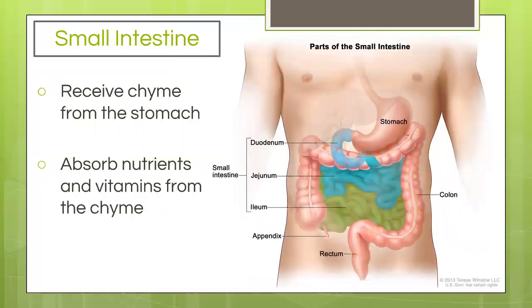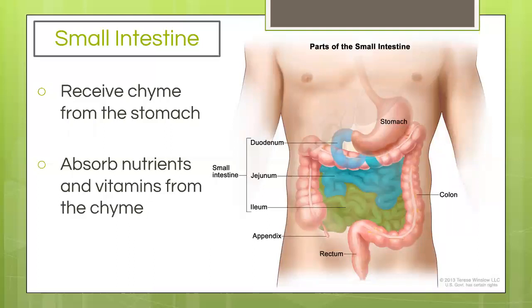So the food travels from the stomach into the small intestine. So the small intestine receives the chyme. Chyme is digested food, or starting to be digested food. In the small intestine, the major action will be absorbing nutrients and vitamins from the chyme.